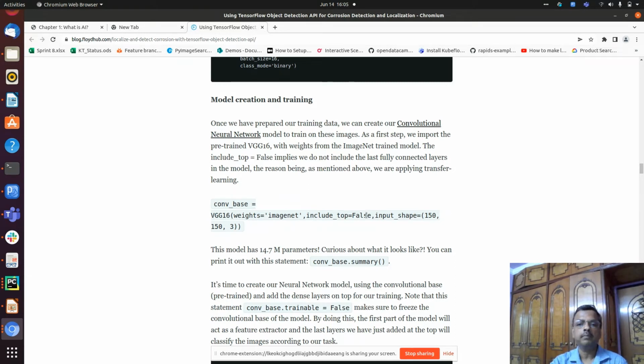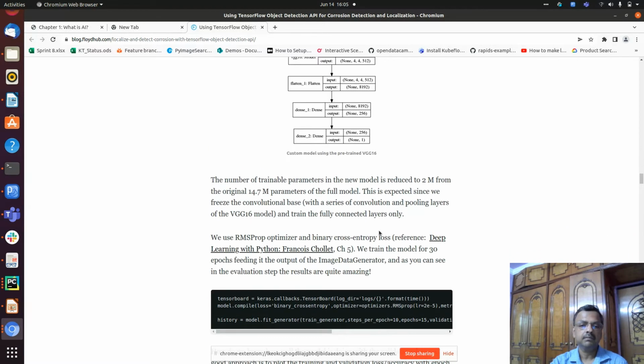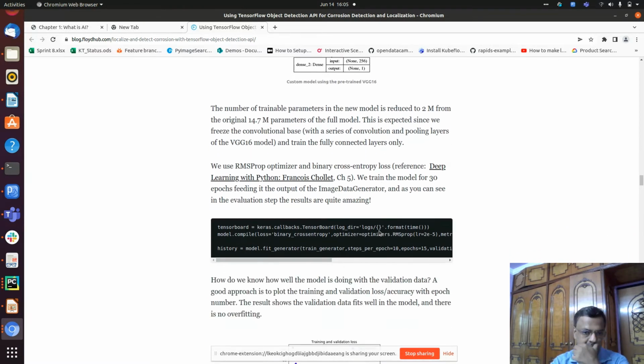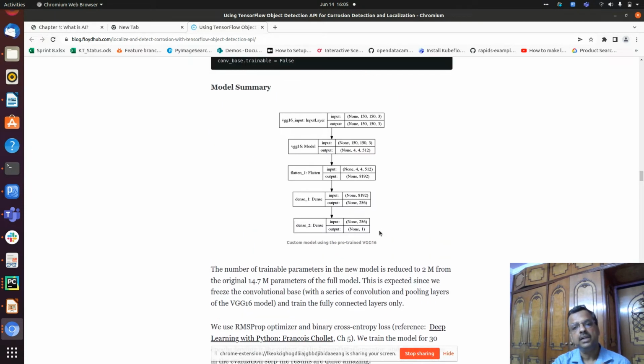and include top equal to false. This is very, very important. Once we say include top equal to false, it means that we are not using the fully connected layers, but using our own fully connected layers by flattening the output, and then training those fully connected layers for the task that we want to do for our purpose. In this case, detecting corrosion from other similar brownish images.